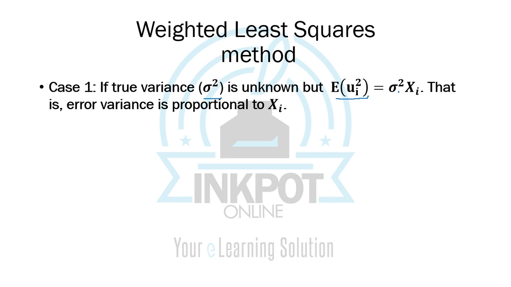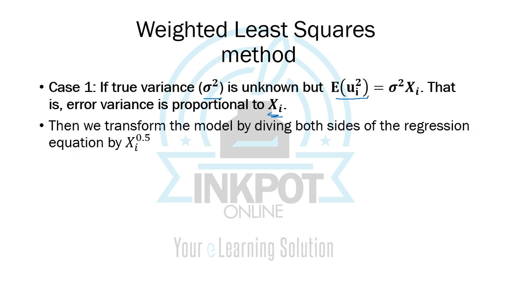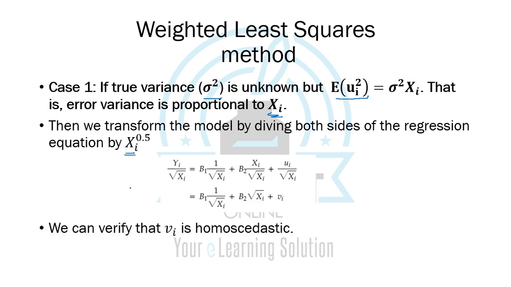Just a few minutes back there was an i here, it's no more there. It was a typo. I have just corrected it. Now the error variance is basically proportional to x. So what do we do now? We transform the linear regression model by dividing both sides by the square root of xi. The original model looked something like this: b1 plus b2 xi plus ui. We divide both the sides by the square root of xi, and this is what we get as the transformed regression. And we can estimate this model by OLS.